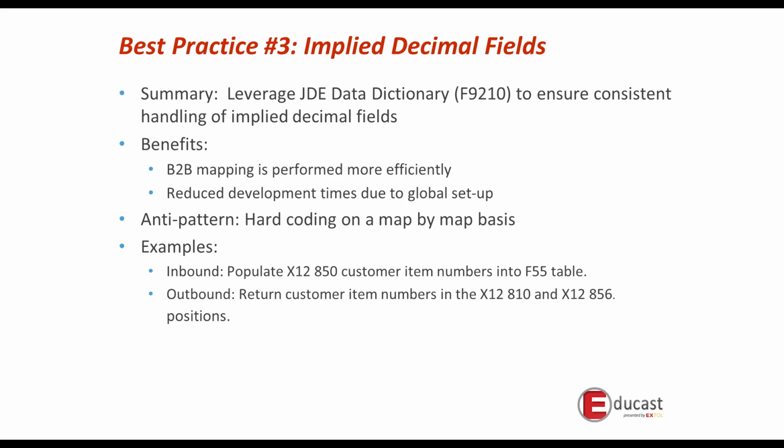Looking at our examples, on the outbound, the UPRC field has 4 assumed decimal positions. We globalize this information, and when we create our outbound maps, it's assumed that it's always 4, and we don't have to do any specific hard coding at every single mapping step to ensure it's 4 decimals. And the same goes for inbound.